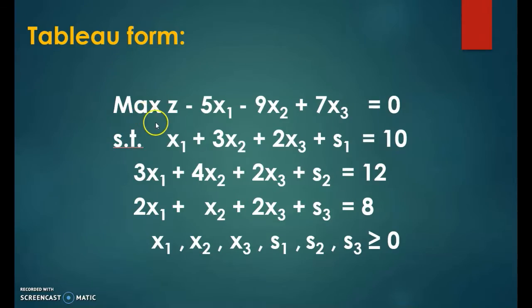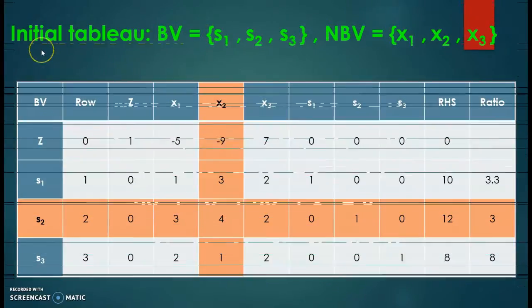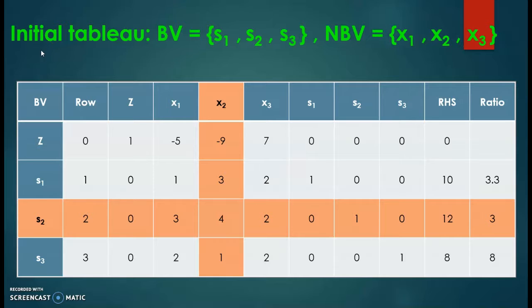Convert the LP model to standard form by adding the slack variable into each constraint. All variables, including the slack variables, are non-negative. Next, put the standard form into the initial tableau, where the basic variables are S1, S2, and S3, and the non-basic variables are X1, X2, and X3.